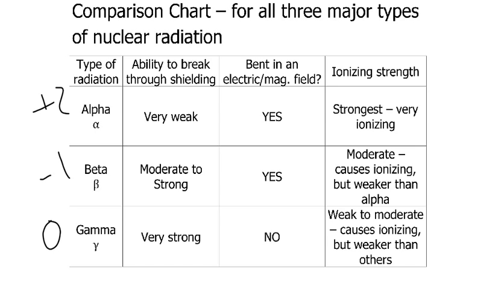So let's go to beta in terms of some other things. Ability to break through shielding: it's moderate to strong. You need relatively robust, thick shields to block beta radiation. Can it be bent in an electrical or magnetic field? Yes, because it has a charge, right? And it's moderately ionizing, weaker than alpha. Gamma has a very strong ability to break through shielding. No, it's not deflected in an electric or magnetic field. It just goes straight through as though the field were not there. And it is not very ionizing. It's weaker. It does cause damage, though, so you have to be really careful with all of these radiation if you are exposed to them.